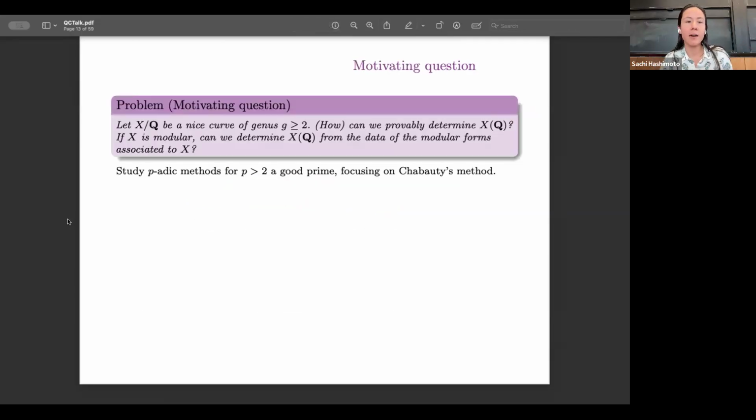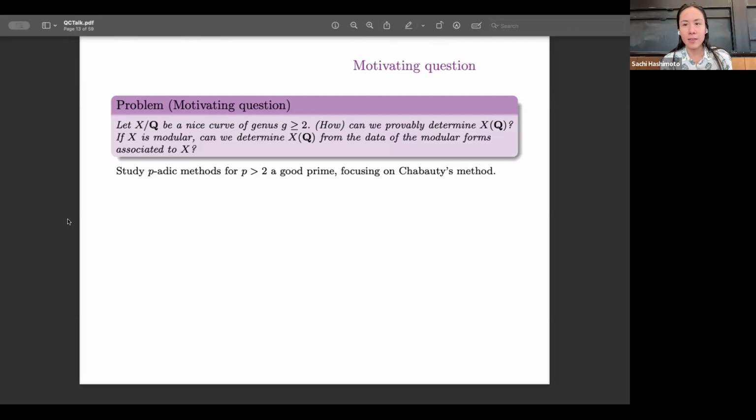And the motivating question for us today is, if we fix our nice curve of genus at least 2, how can we provably determine the set of rational points? That's the motivating question of this whole series. But I want to specify a slightly more specific motivating question in the case of a modular curve. In the case where X is a modular curve, can we determine the set of rational points from the data of the modular forms associated to our modular curve?